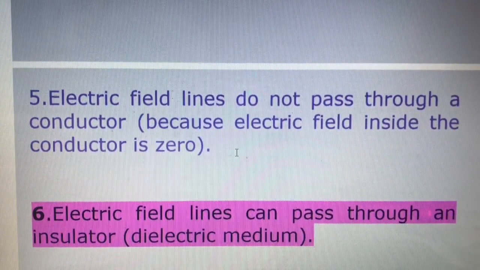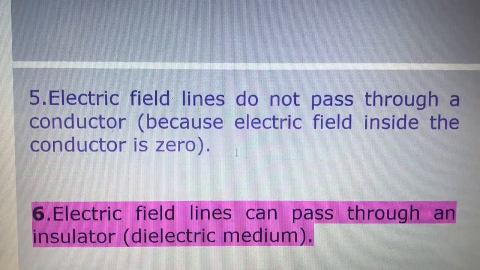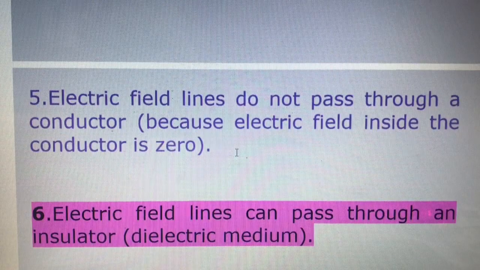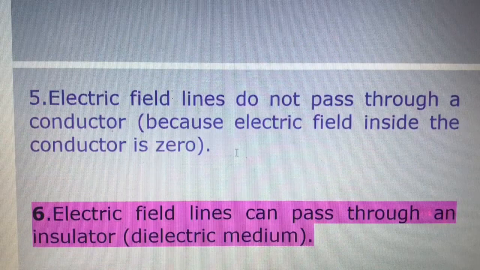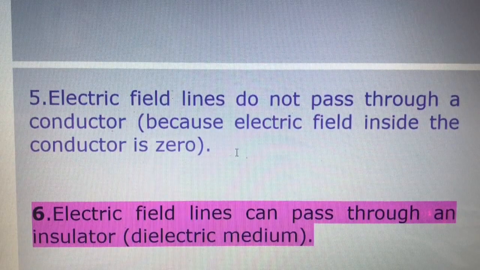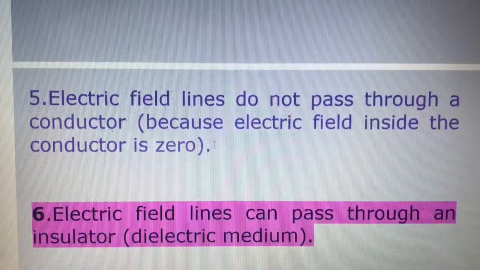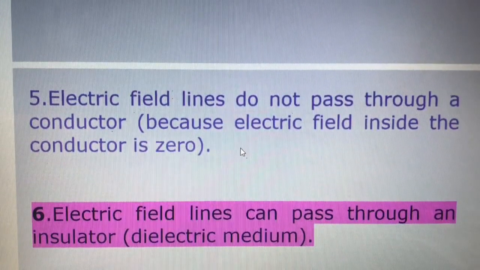Electric field outside the conductor is present. Here the region around the conductor, or the region around the charge, the space around the charge, is called the electric field. But inside the conductor, the electric field is zero. Here the fifth property is electric field lines do not pass through a conductor.